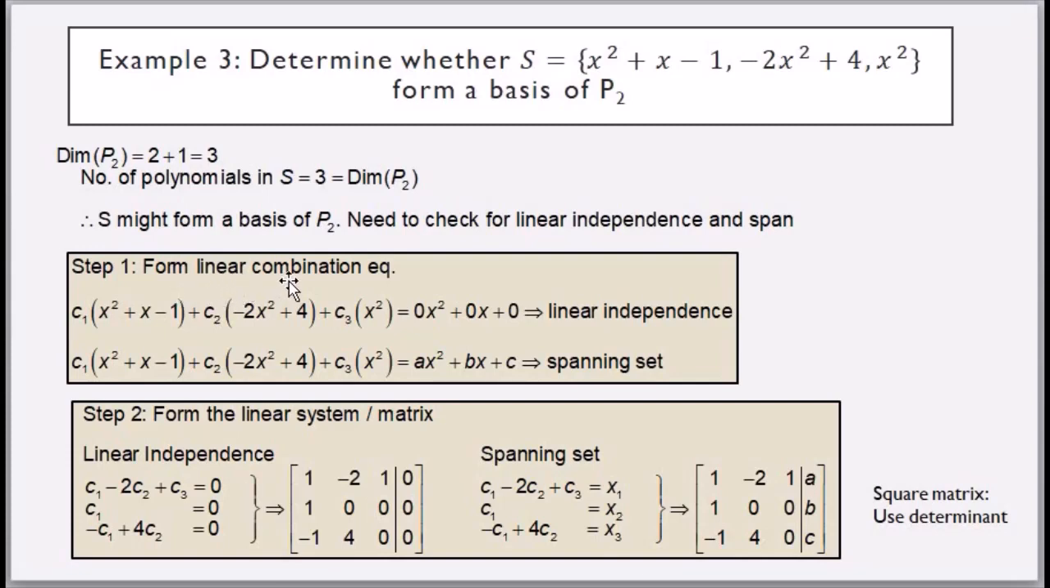Step 1, form a linear combination equation: C1 multiplied by (x plus x minus 1), plus C2 multiplied by (negative 2x squared plus 4), plus C3 multiplied by x squared. For linear independence, it equals 0, and for a spanning set, it equals ax squared plus bx plus c. Step number 2, we want to form the linear system or augmented matrix. We transform the linear combination equation into a linear system, and then into an augmented matrix. The same goes for the spanning set. We can use ERO to reduce the matrix, or it's easier for us to find the determinant.